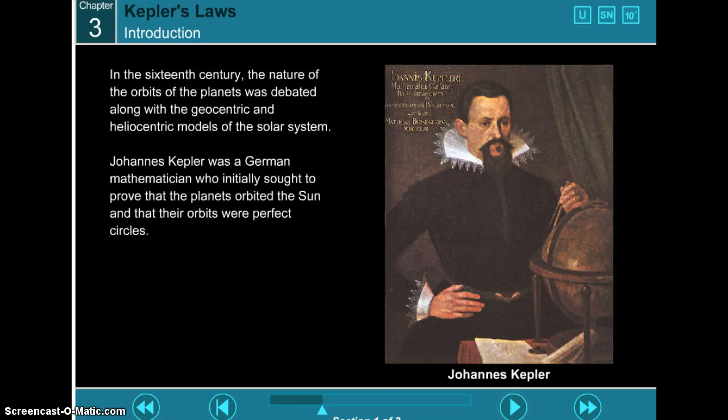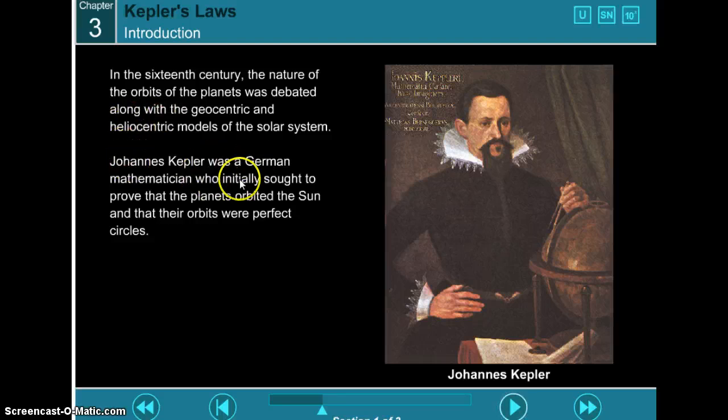This lecture is going to be on Kepler's three laws of planetary motion. A little history lesson tells us that in the 16th century, the nature of the orbits of the planets was debated, along with geocentric and heliocentric models of the solar system, where people actually thought that the geocentric model was correct, where the Earth was the center of the solar system, even the universe, and that later changed or evolved as the science got better into the heliocentric model, where the sun is the center of our solar system.